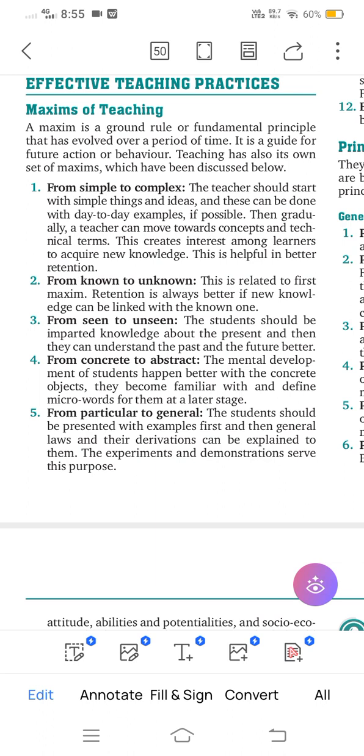And from particular to general, the students should be presented with examples first and then general laws, and their derivations can be explained to them. The experiments and demonstrations serve this purpose.